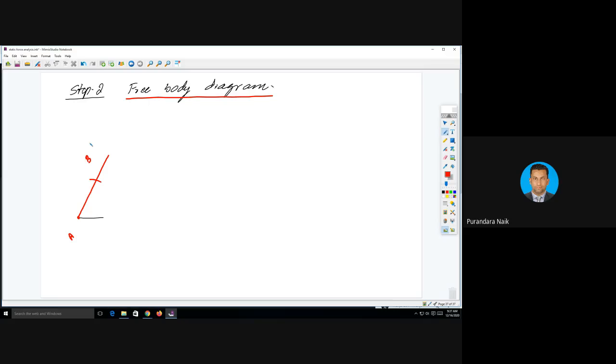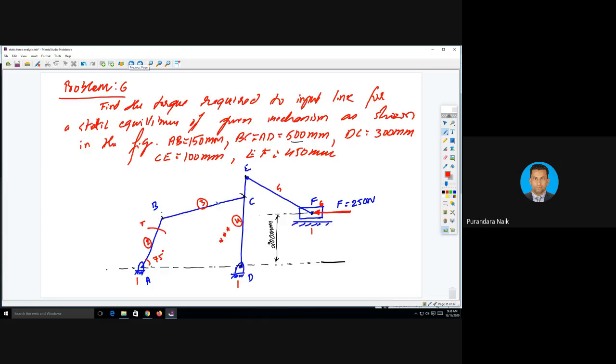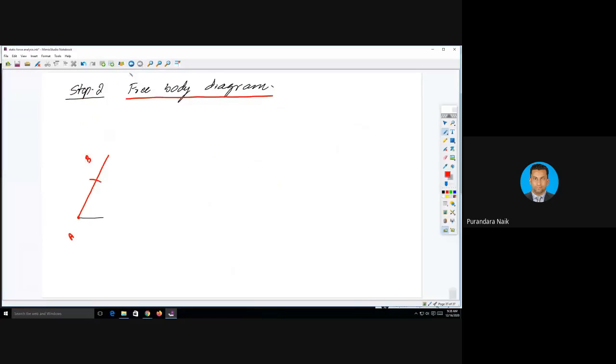Now, check link number 3. Is there any internal force or intermediate force acting on link number 3? No intermediate force. So that's why you can draw the force acting at point B. B is a common point. The force acting on point B on link number 2 will be like this, along the direction of link 3. This is F32, link number 3 on link number 2. It is along the direction of the third link because there is no intermediate force.